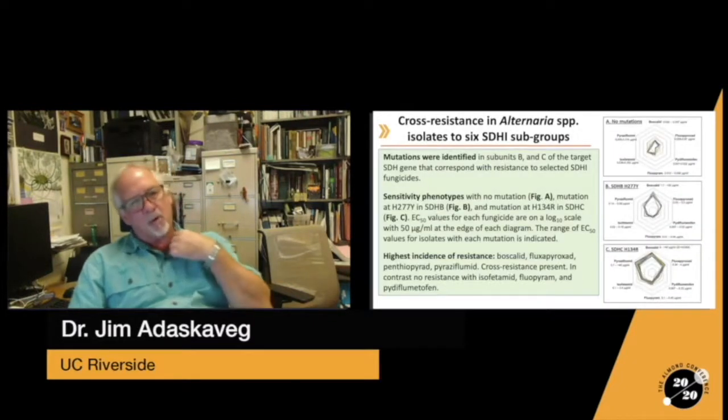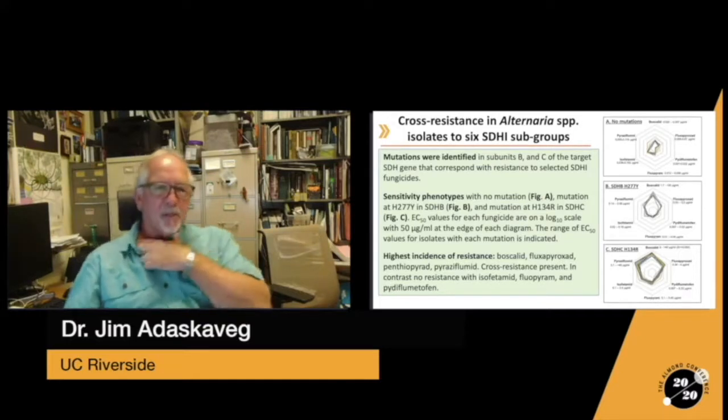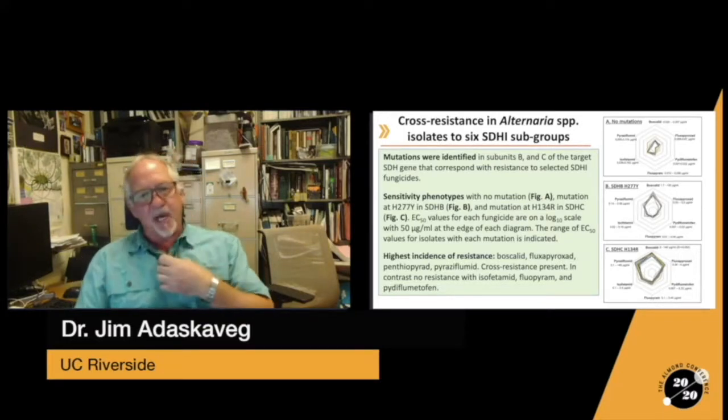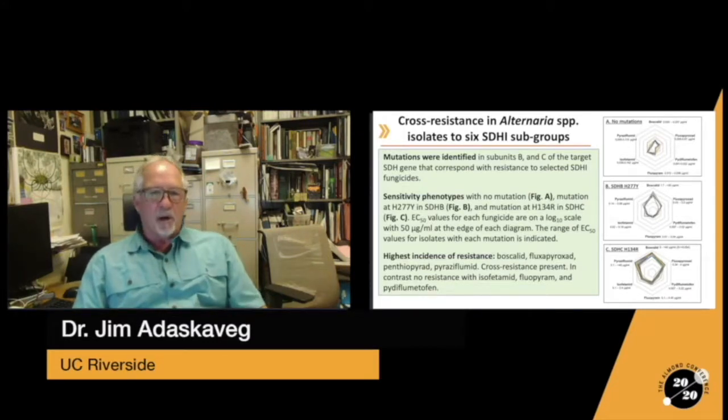One last thing about cross resistance. We've been able to show that these SDHI fungicides are very effective, and when there are no mutations in the targeted succinate dehydrogenase gene, all the fungicides work really well. These are all fungicides within the SDHI group. If we have a mutation, for example, in the SDHB subunit of that gene at location 277, you can see that confers resistance to boscalid.